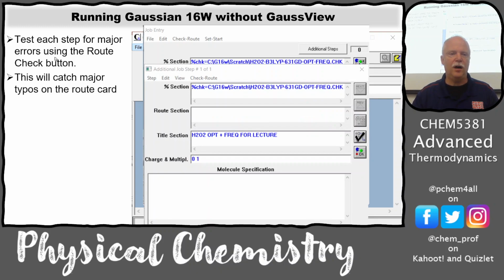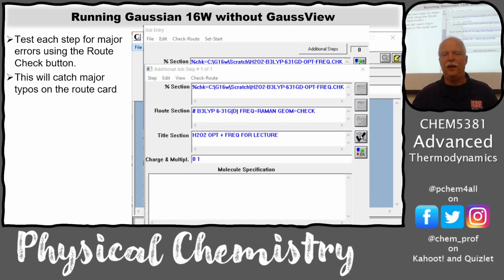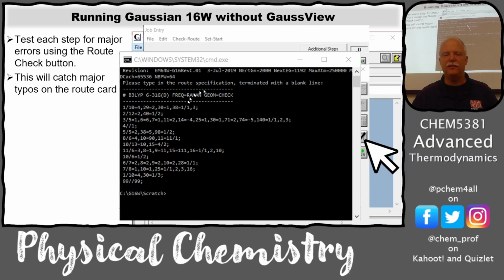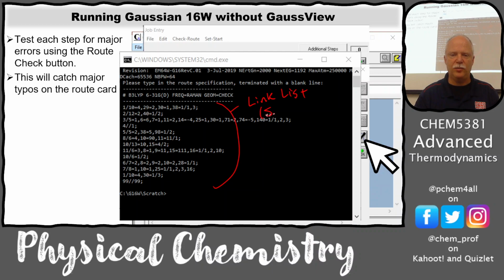So there's also, for each of these steps, this check mark button here. You can click that and you get this little screen. It doesn't submit the job fully, but it submits the route card, and then you get all of this business here. These are all the subroutines for Gaussian. It's called the link list. And I'll just put in parentheses, subroutines.